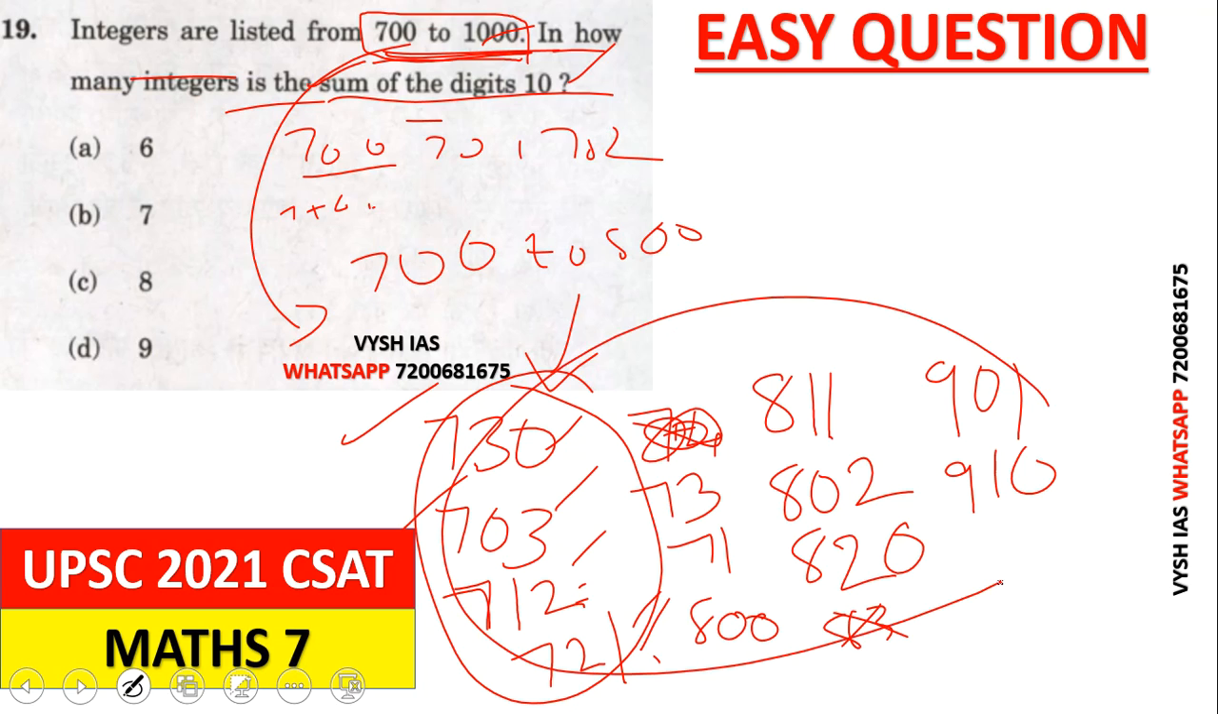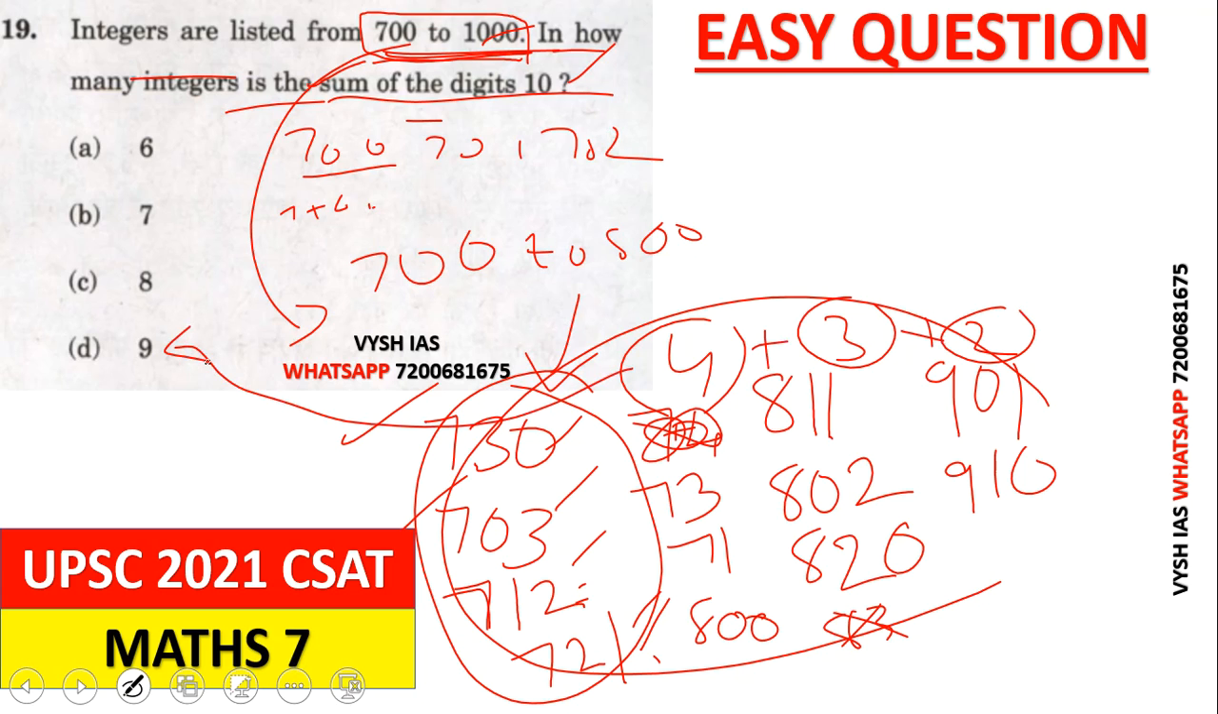So it is how much? 7, there are 4 numbers. 8, there are 3 numbers. 9, there are 2 numbers. 4 plus 3 plus 2 is equal to 9. Okay, so here also there is no formula. You just have to write.